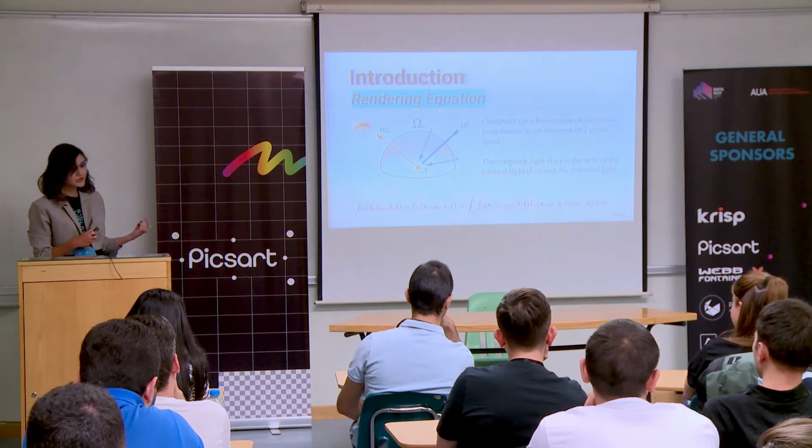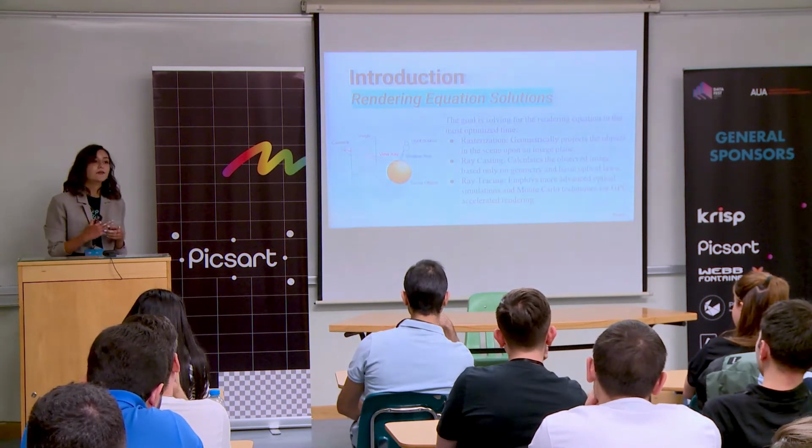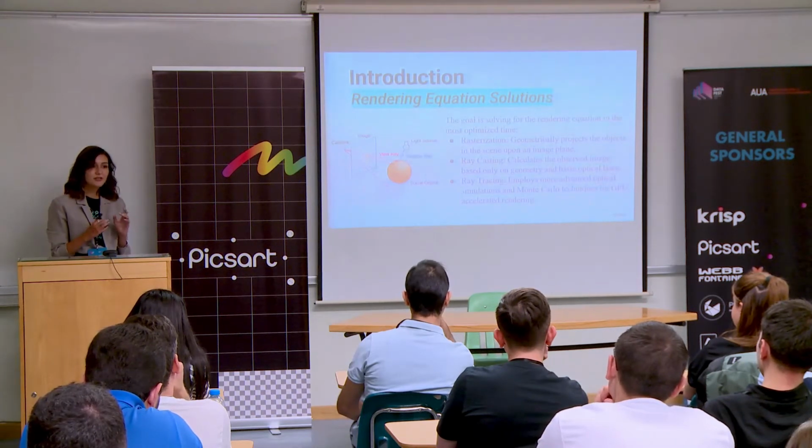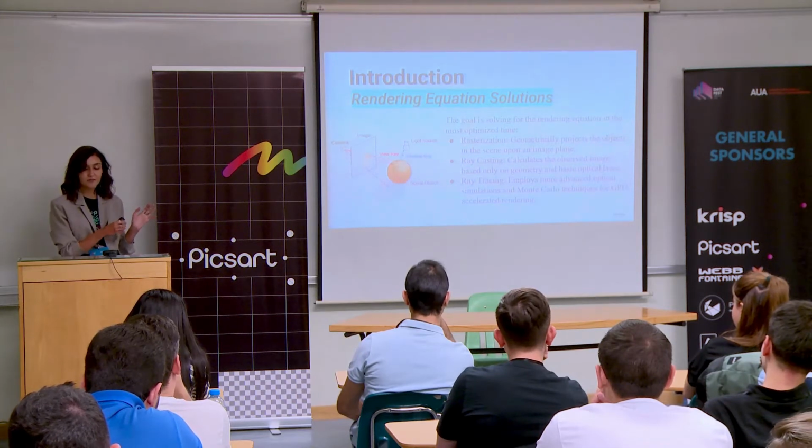And how do we solve this rendering equation? It can be done in multiple ways. We can solve everything by rasterization. Rasterization is the simplest thing that we can do. We can just get the objects and project them upon the scene.